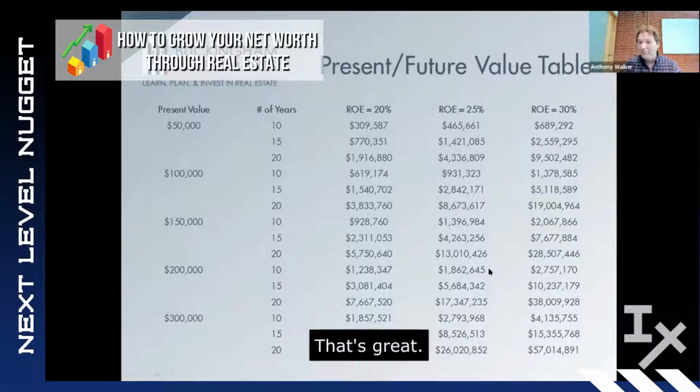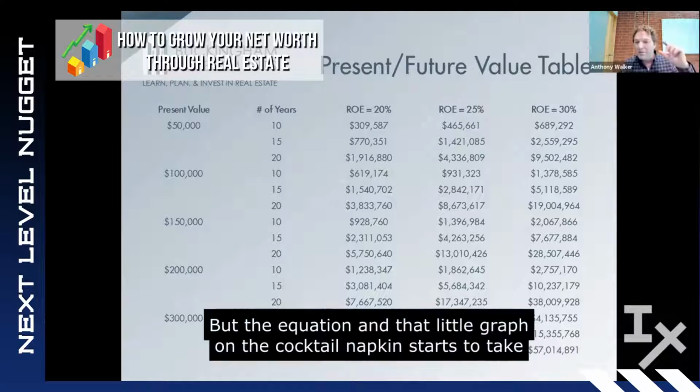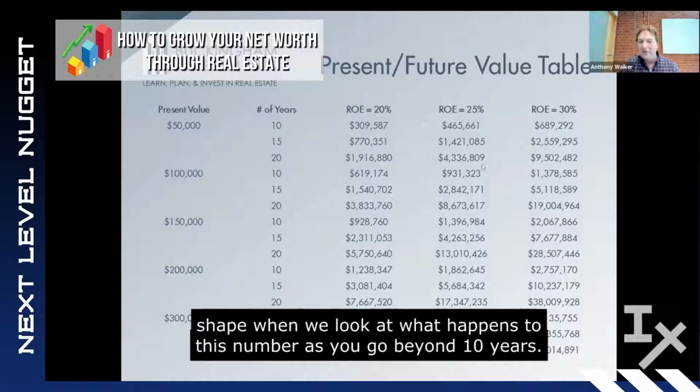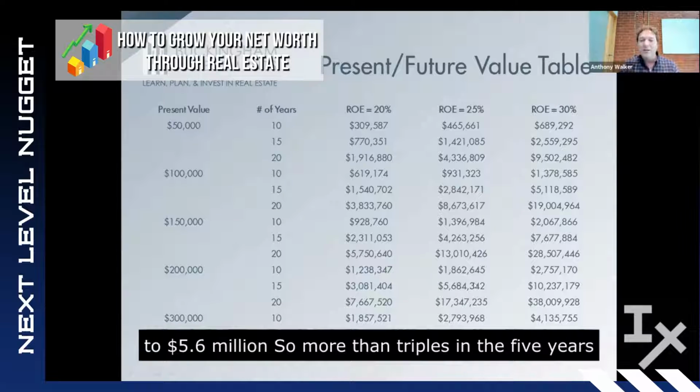That's great. But unfortunately, $1.8 million is not enough for most people to retire on. But the equation and that little graph on the cocktail napkin starts to take shape when we look at what happens to this number as you go beyond 10 years. So look what happens. The first 10 years, you get to 1.8 million. In the next 5 years, you get to $5.6 million. So it more than triples in the 5 years after the first 10.